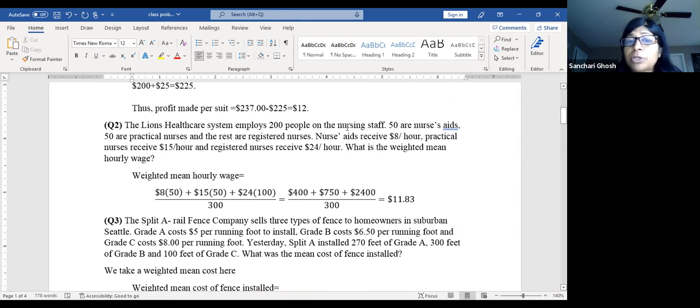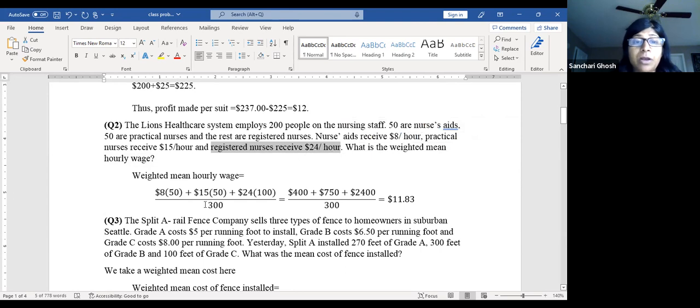The Alliance Healthcare System employs 200 people on the nursing staff, and the nurses aides receive $8 per hour, while the registered nurses are receiving $24 per hour. Here is a clear-cut case of weighted mean, even if I don't ask you. You see the difference. The nurses aides receive a very low wage per hour, the lowest in the nursing staff of this healthcare system, $8 versus $24 per hour, 3 times more, received by the registered nurses.